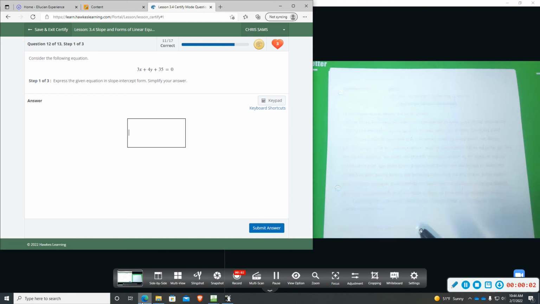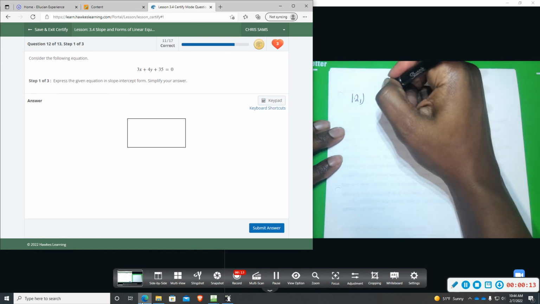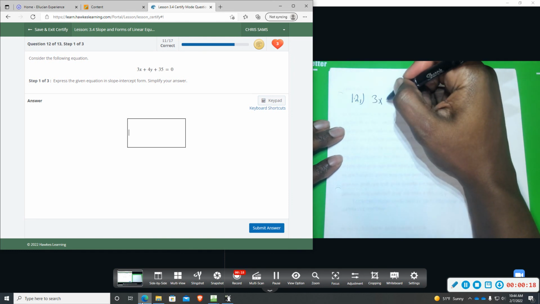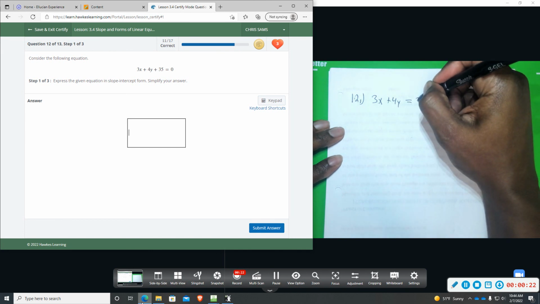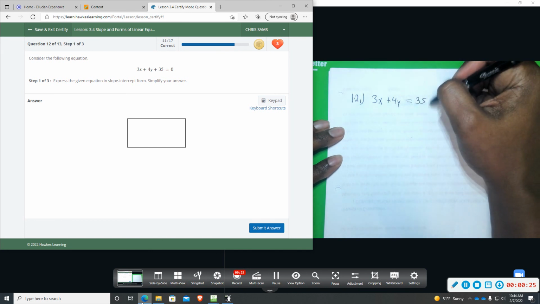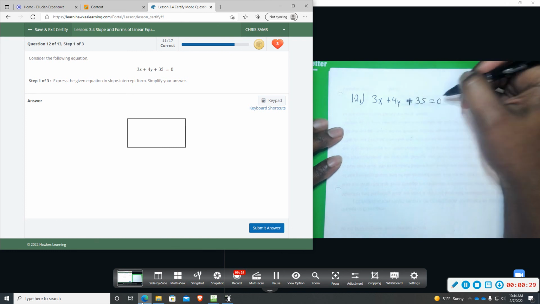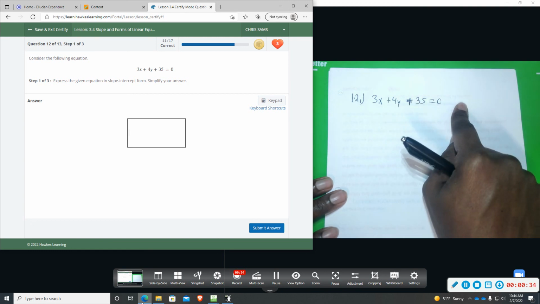All right, number 12, we want to express this equation in slope-intercept form. And there's three parts here. So we have 3x plus 4y plus 35 equals 0. So to get this in slope-intercept form, I need to move everything away from the y.